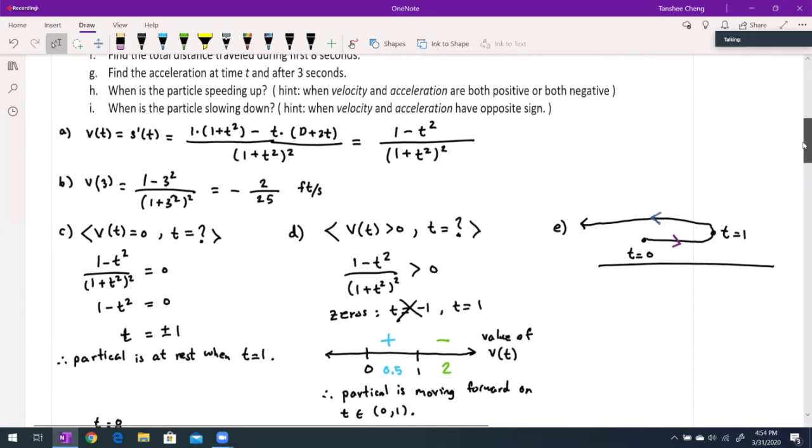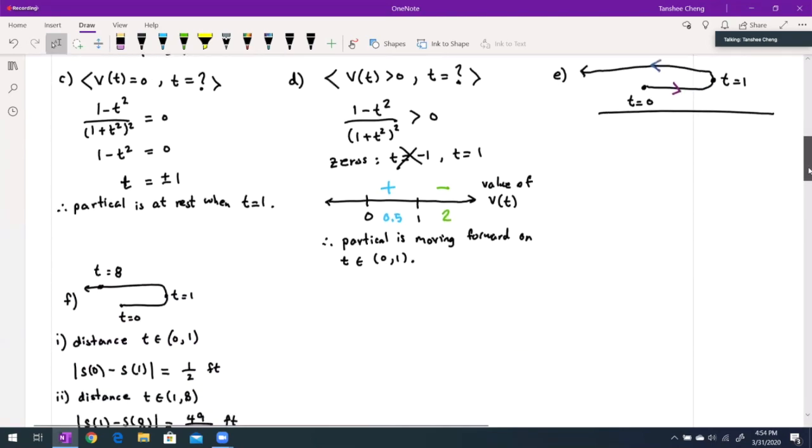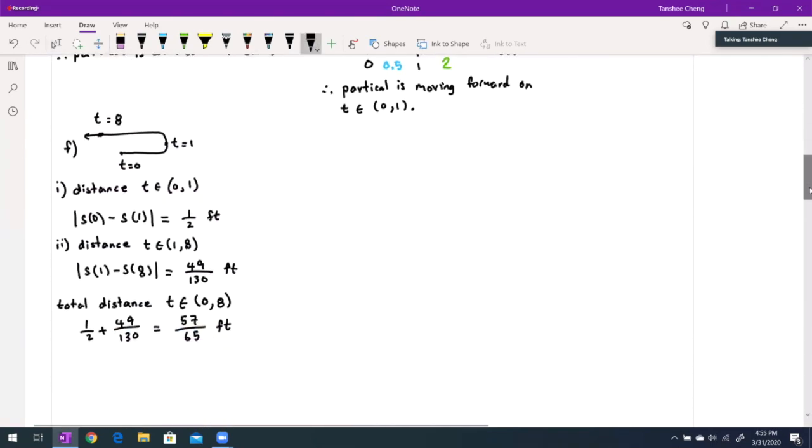Yeah. Thank you. So the next question is telling you to find the acceleration at time t, and also the value of the acceleration. What is the acceleration after 3 seconds? That's what the question is asking. To find the acceleration function, I need to take the derivative of the velocity function. So to do this, next column, G.